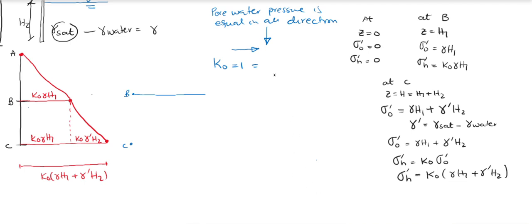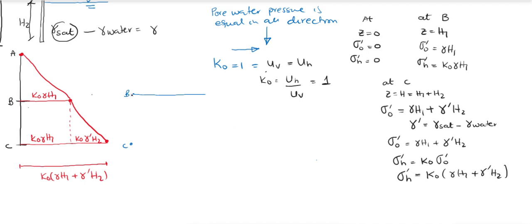Because pore water pressure in the vertical will be equal to pore water pressure in the horizontal, and we know that K naught is the horizontal stress over what? The vertical stress, and this is going to be 1. Do you get it?